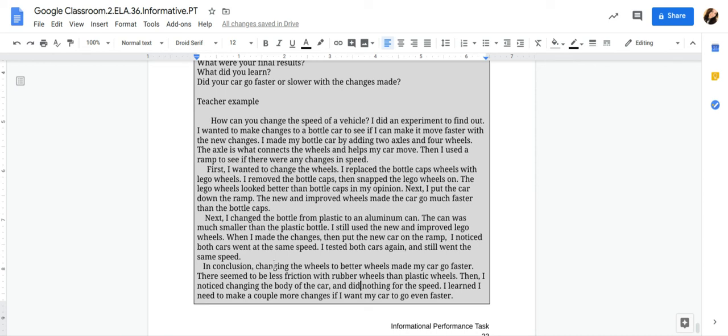In conclusion, changing the wheels to better wheels made my car go faster. There seemed to be less friction with rubber wheels than plastic wheels. Then I noticed changing the body of my car did nothing for the speed. I learned I need to make a couple more changes if I want my car to go even faster.